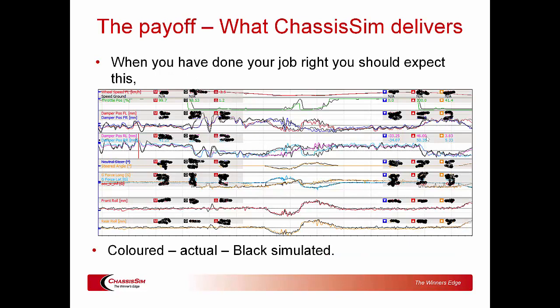The payoff: what does ChassisSim Elite deliver? If you have done your job right, this, ladies and gentlemen, should be business as usual. Coloured as actual, black as simulated. Speed, throttle, front dampers, rear dampers, steer, lateral G, longitudinal G, front and rear roll. That, ladies and gentlemen, when you've done your job right, is what ChassisSim Elite will bring to the party.